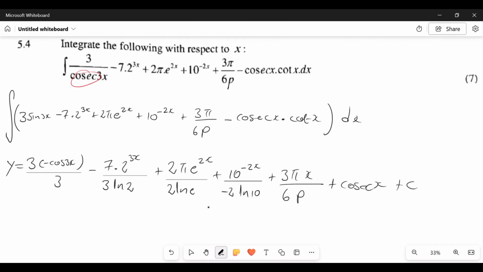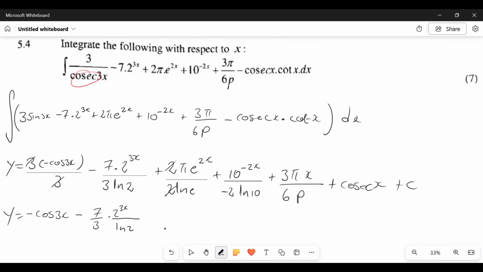So you can simplify it further, dividing this 3 and that 3, and you'll be left with negative cos 3x. And then the second term is fine, you're going to leave it like that, 7 over 3 multiplied by 2 to the power 3x divided by ln 2. This is still fine. And then the third term, you have 2 and 2, they're going to divide each other, you're going to be left with 1, and we have ln e.